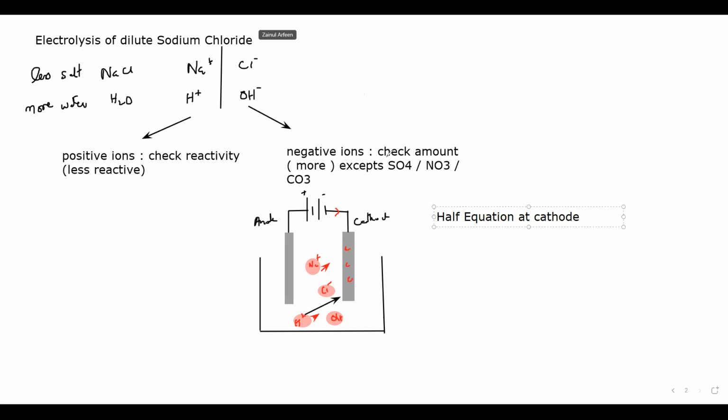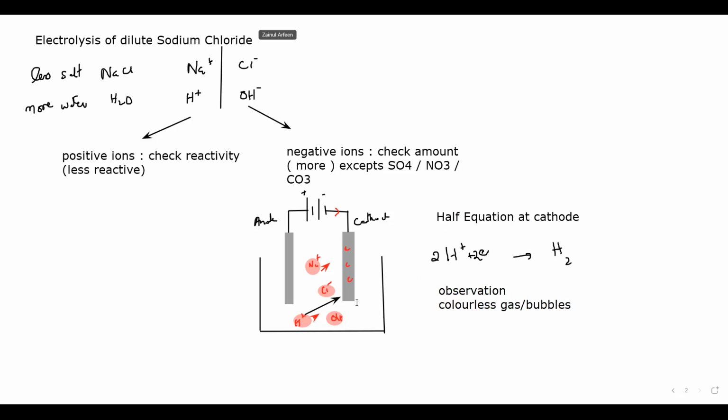When hydrogen ions are there, they will take one electron and turn into a hydrogen atom. When two hydrogen ions are there, they will gain two electrons and turn into a hydrogen molecule. So what is the observation when hydrogen molecule is there? We'll have colorless gas, or we can also say bubbles are seen at cathode. This is what happened for the positive.